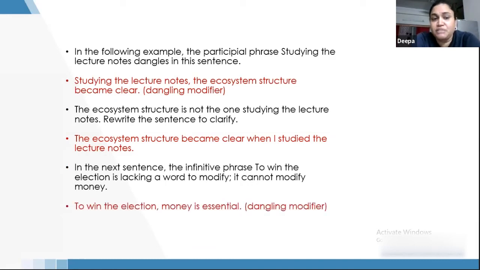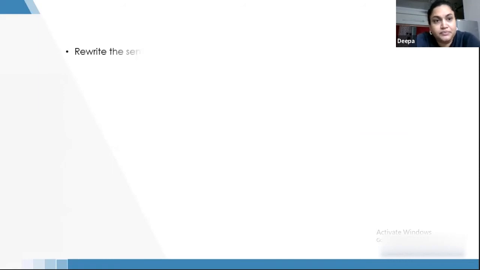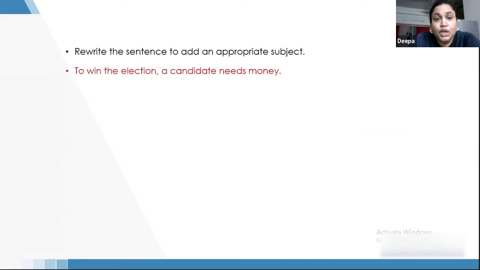To win the election, money is essential. So let's see how we can change it. To win the election, a candidate needs money. This makes sense. To win the election, money is essential to whom? Right? So therefore, to win the election, a candidate needs money is a better way of discussing it.